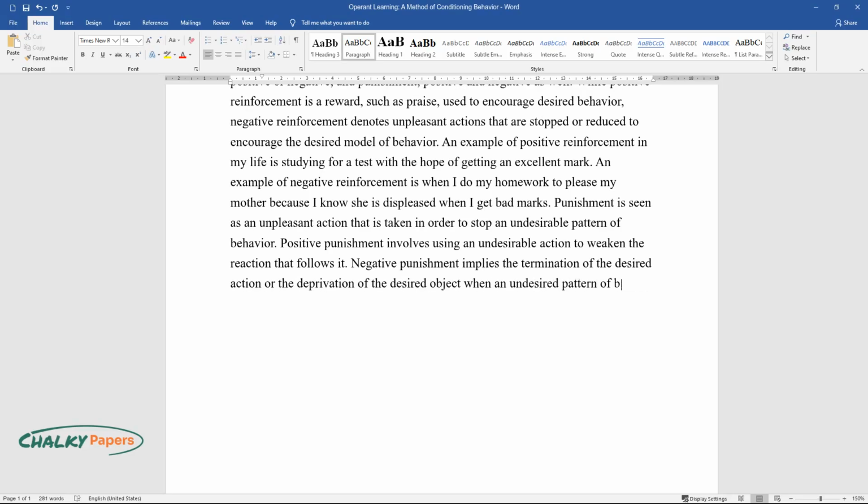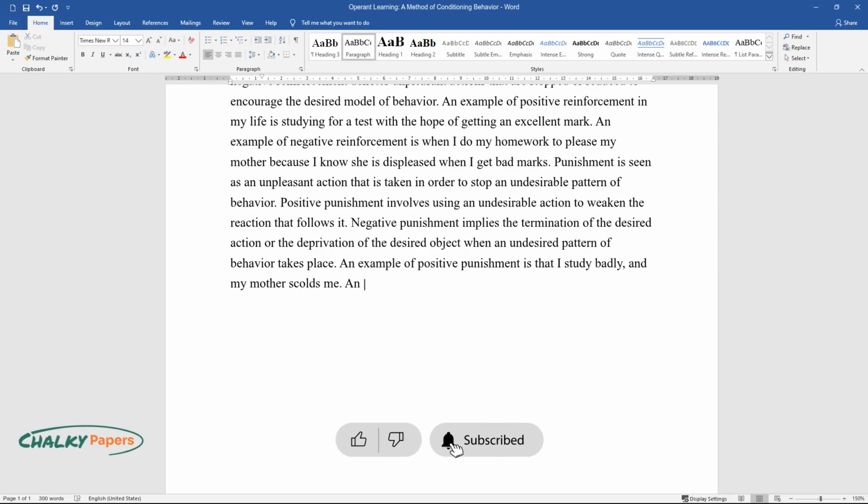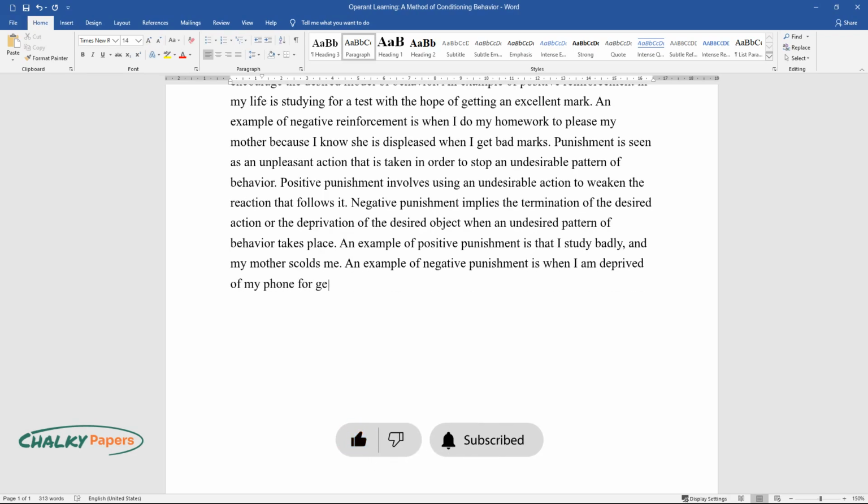An example of positive punishment is that I study badly, and my mother scolds me. An example of negative punishment is when I am deprived of my phone for getting bad marks.